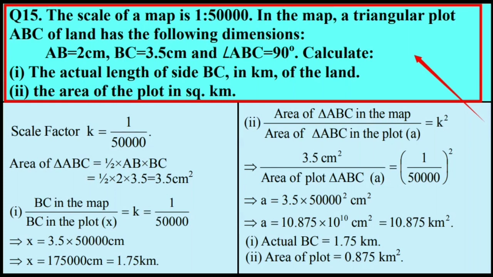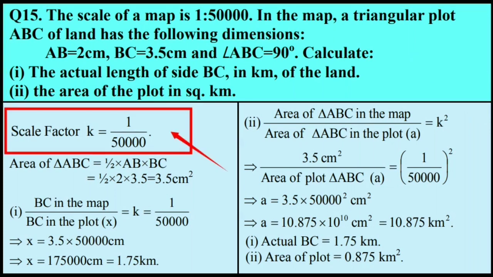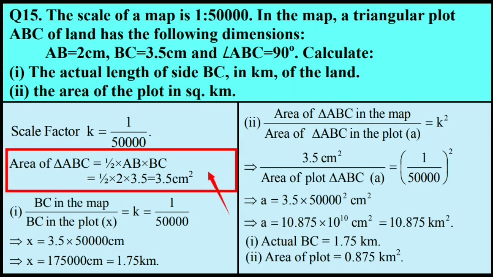Here the plot of the land and its map are right-angled triangles. The scale factor K is 1/50,000. Here is the area of the triangle ABC, that is the map of the given plot. We find it using the formula half into base into height, and the value comes to 3.5 centimeter square.